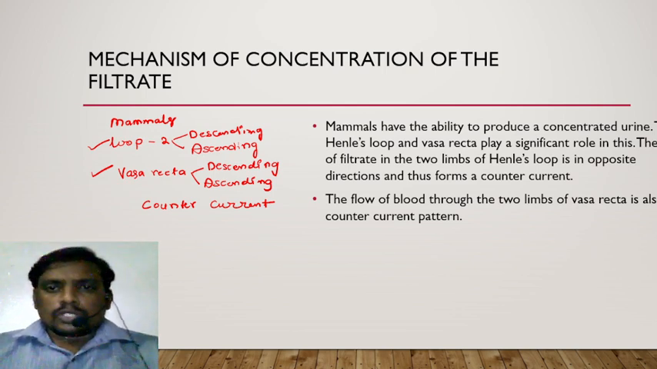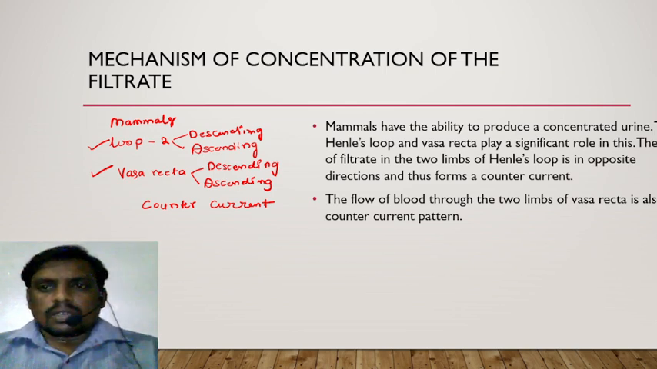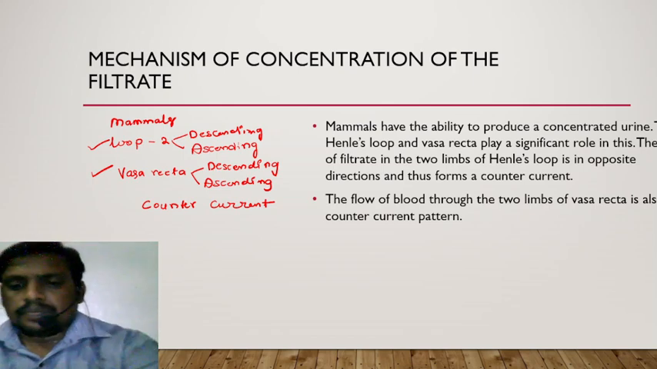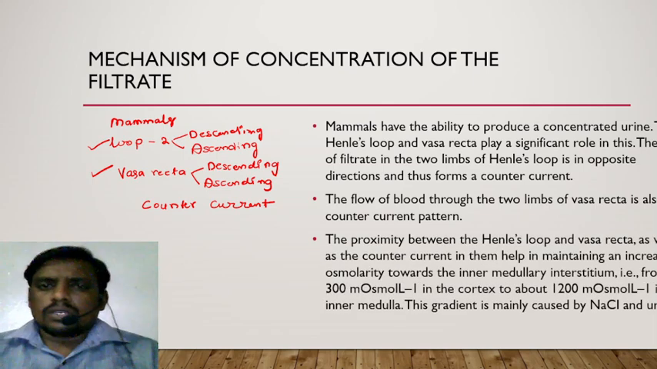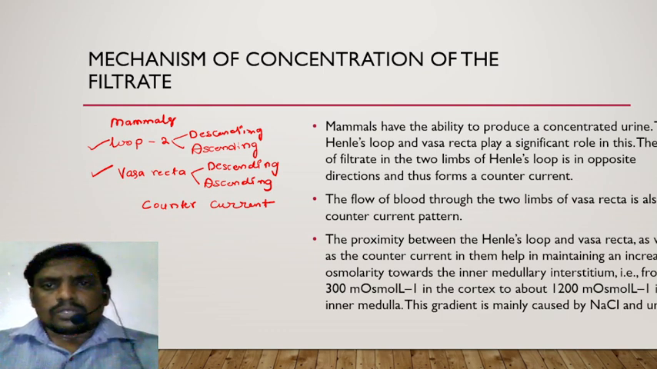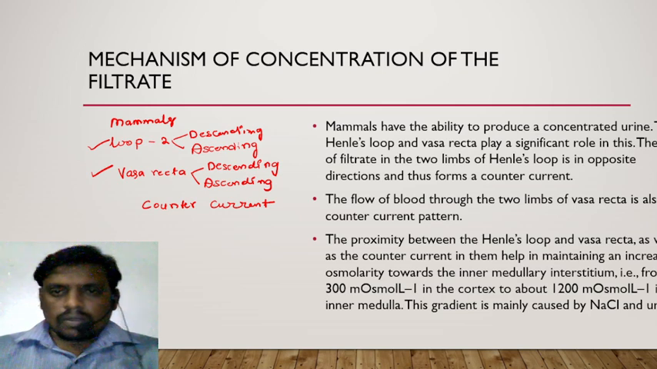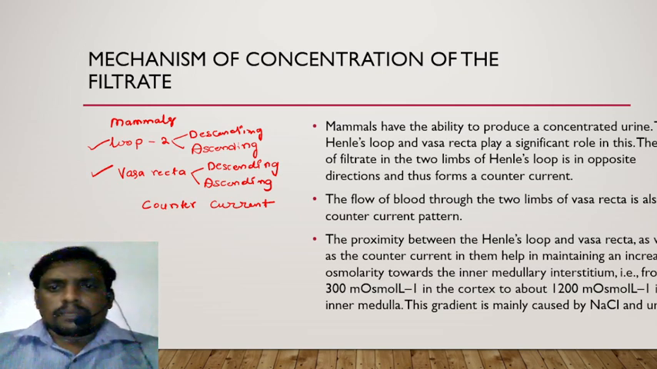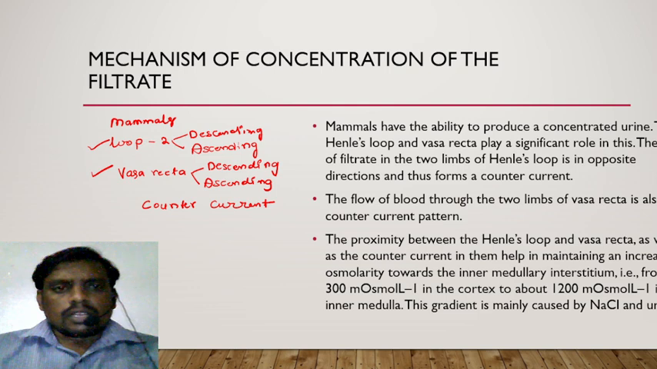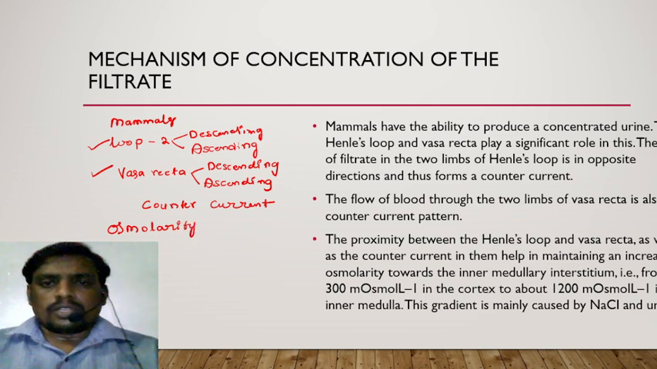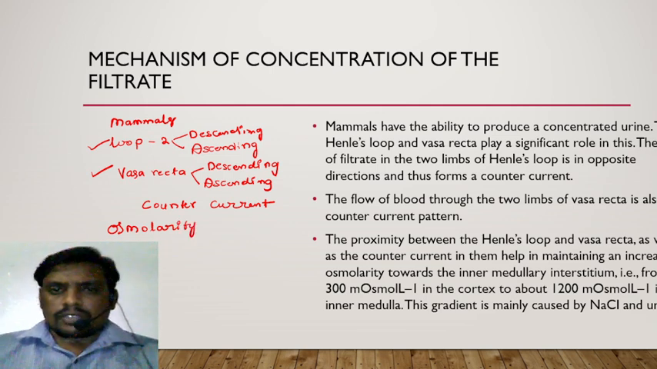The flow of blood through the two limbs of vasa recta, descending limb and ascending limb, is also in a countercurrent pattern. The proximity between Henle's loop and vasa recta, and the countercurrent flow in them, help in maintaining an increasing osmolarity towards the inner medullary interstitium.